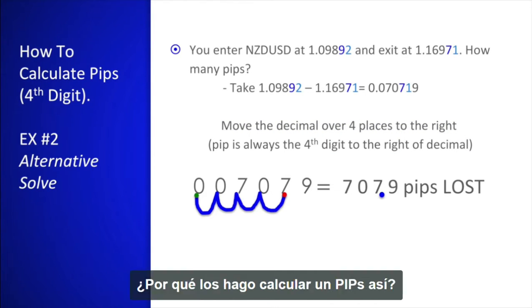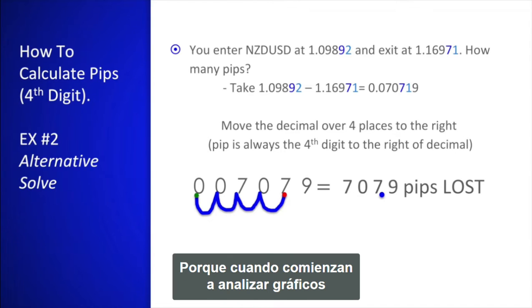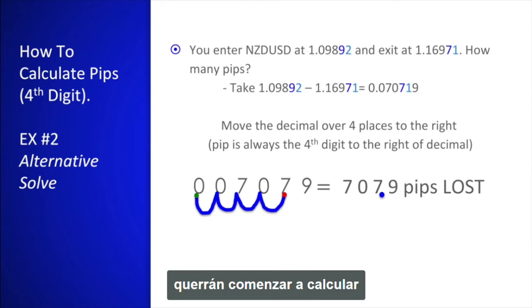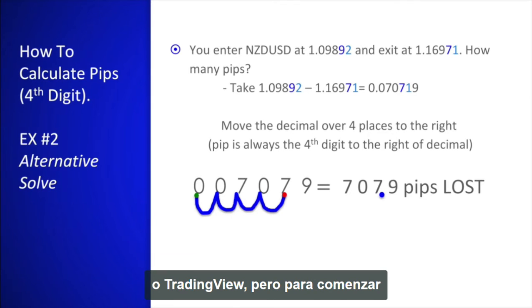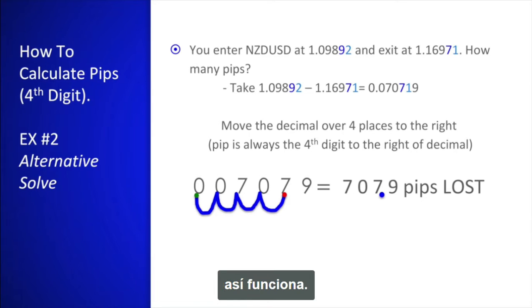Here is an example. So take 0.07079 and then you just slide the decimal place over 4 times. See that? 1, 2, 3, 4, and then you get 707.9. Isn't that so much easier? I mean, I like it.